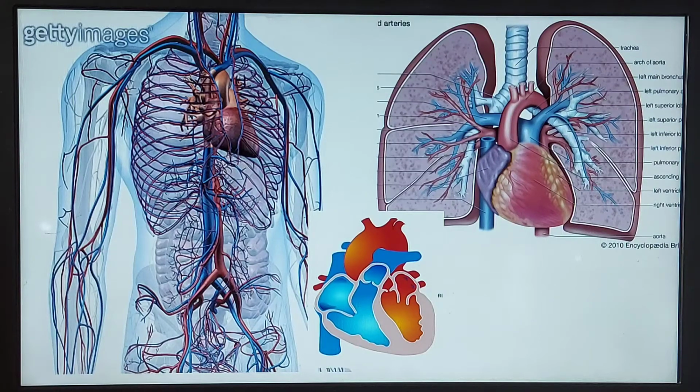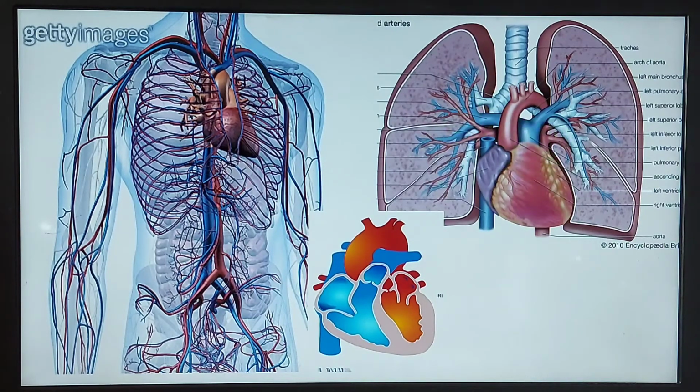Today our topic is the circulatory system, or vascular system. The center of the circulatory system is the heart. The heart pumps blood through two arteries, the aorta and the pulmonary artery. Through the aorta, the blood goes throughout the body, and this is known as the systemic circulation.